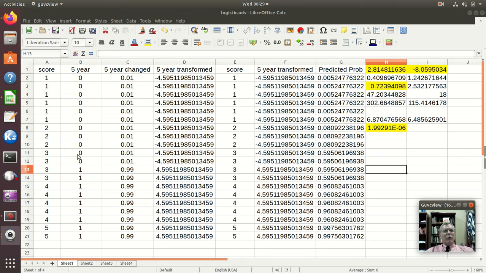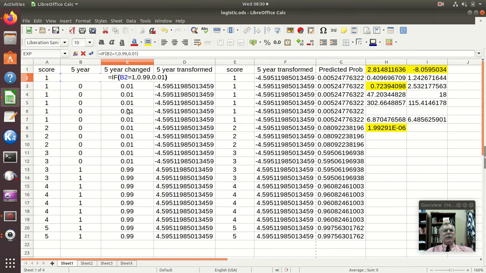But the problem is, to do our transformation, we can't use zeros and ones. We have to use something else. And so I think in the earlier videos, I used 0.01 and 0.99, because they're close to zero and close to one, and so that's how I changed it.